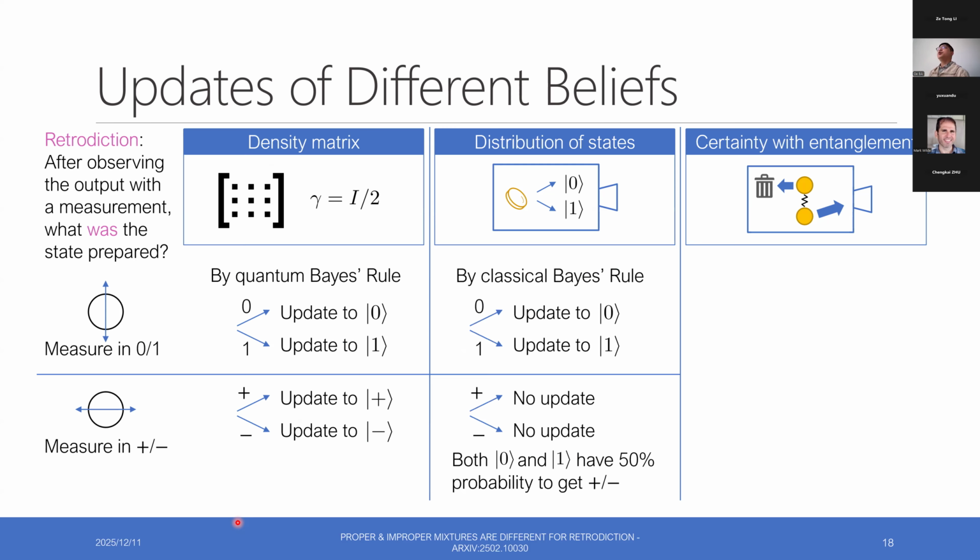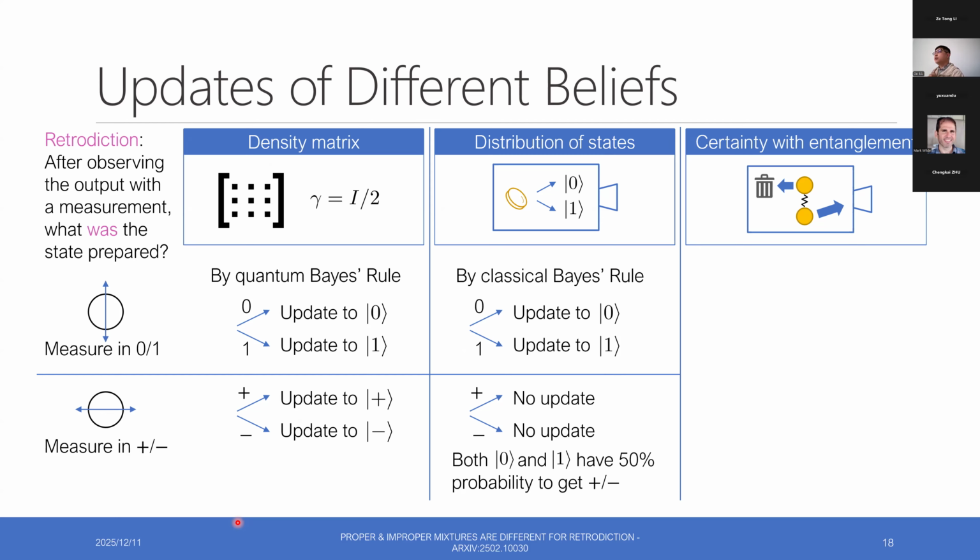However, if we have a distribution over states, this is different. In this case, we could use the classical Bayes rule. We could observe that if we measure in the 0, 1 basis, it behaves the same as the density matrix case. However, if we measure in the plus minus basis, something different happens. Because if the coin gives you 0, the state output is 0, and if you measure in the plus minus basis, you get 50-50 probability. However, if the coin gives you 1, the state 1 also gives you 50-50 probability.